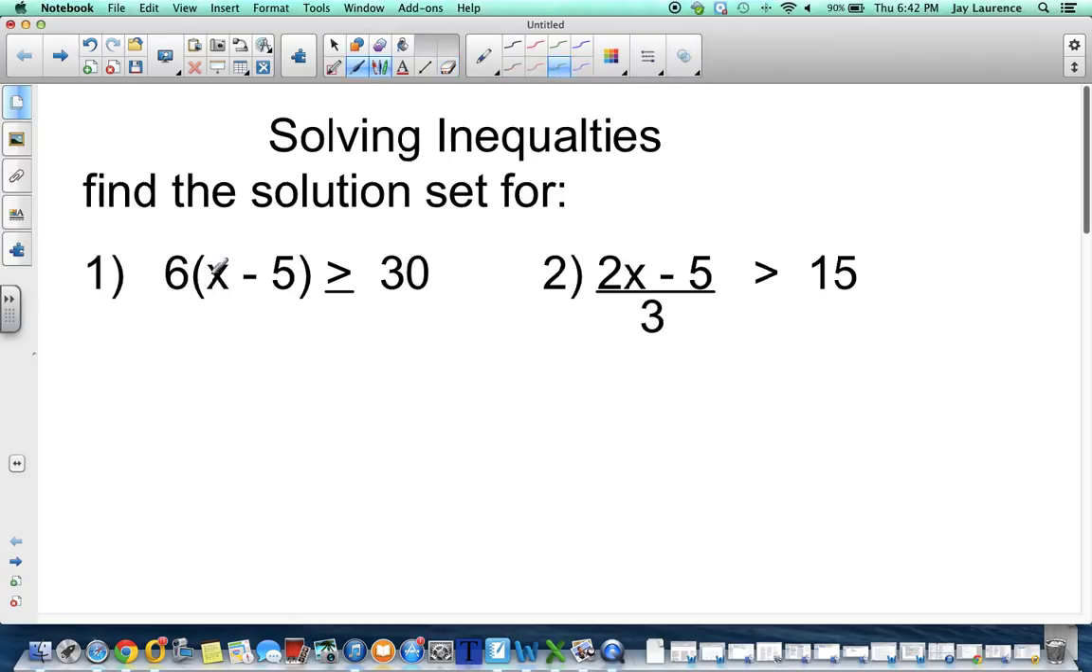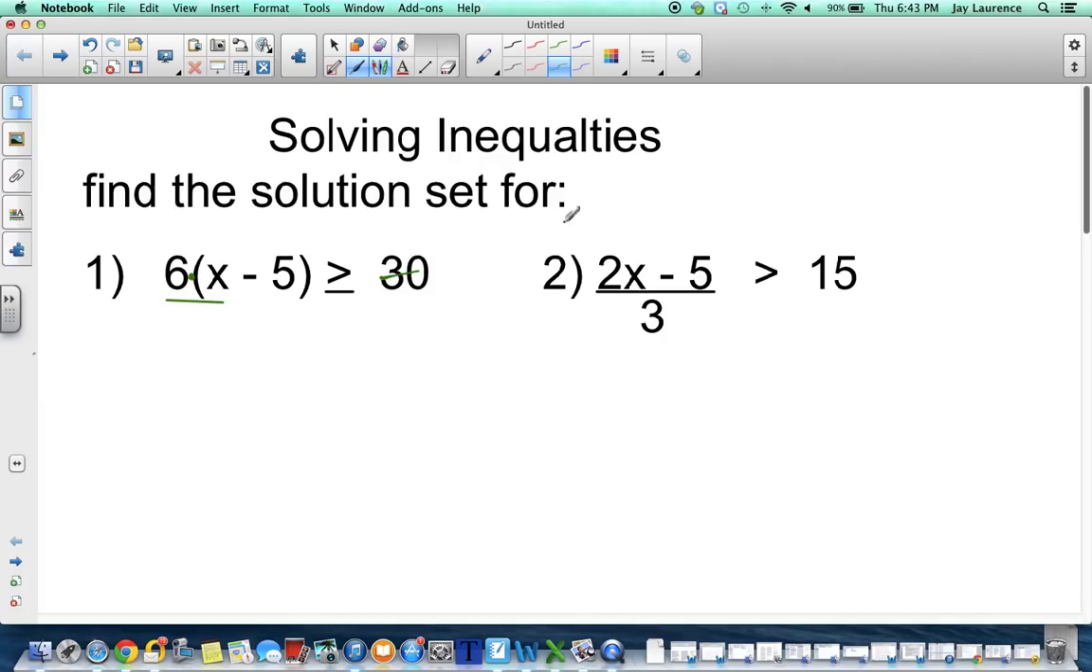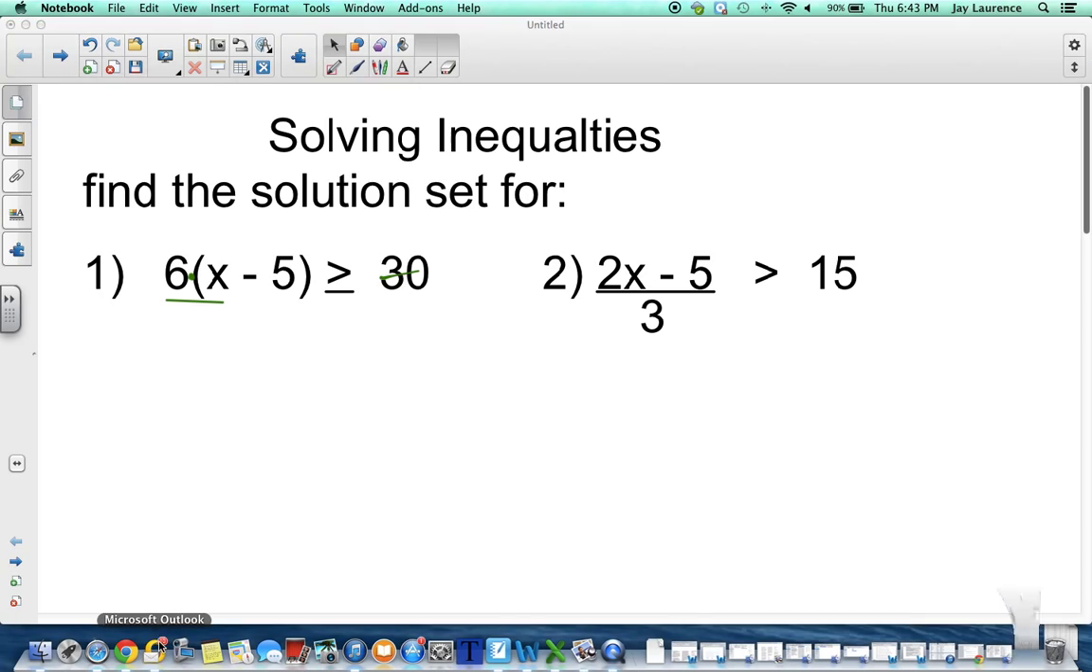So I see 6 times the quantity of x minus 5, so 6 is a factor of the left-hand side, right? There's two factors. There's 6 and then there's x minus 5. I know 6 is a factor of 30, so I'm going to think about 30 as the product of 6 and 5.